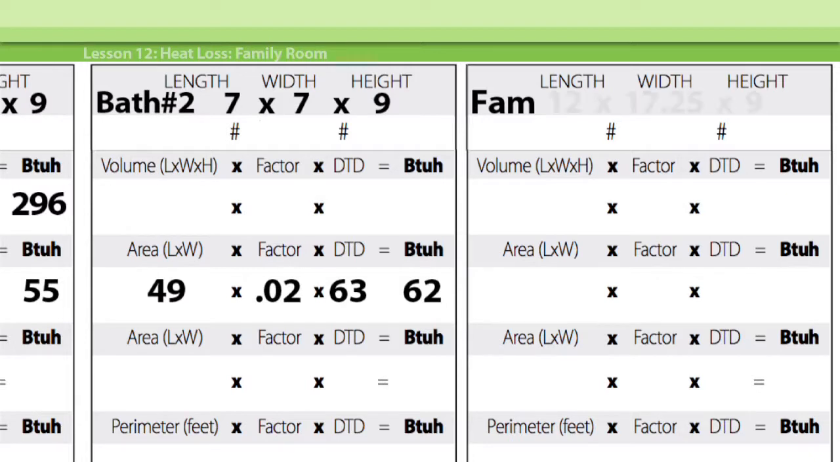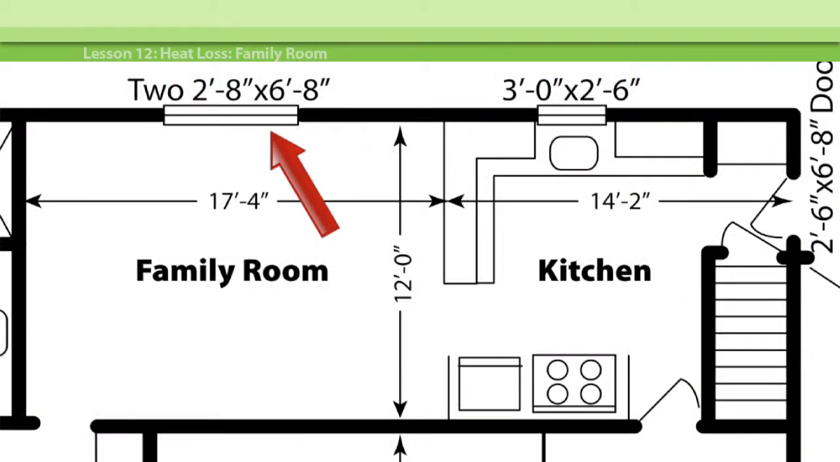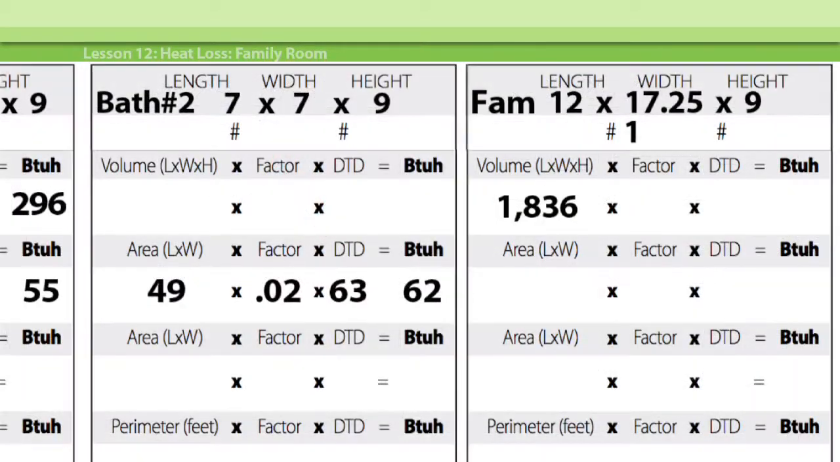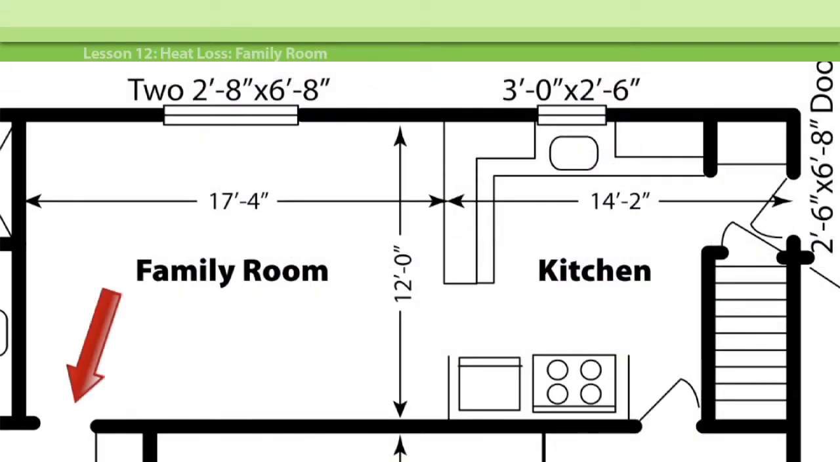The family room is 12 by 17 feet 4 inches. We'll round that to 17 1/4. It has one exterior wall with a sliding glass door. Now first we get the volume. That comes out to 1,836 cubic feet. The family room has one exterior wall with a sliding glass door, so the infiltration factor will be 0.012 according to Table 2. Now we're going to use 0.012 even though there's a door in the family room.